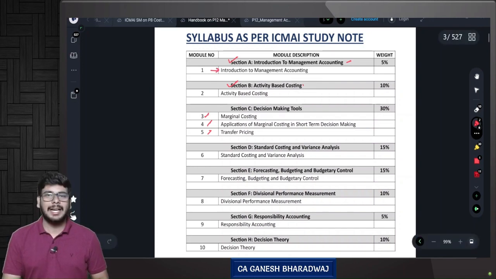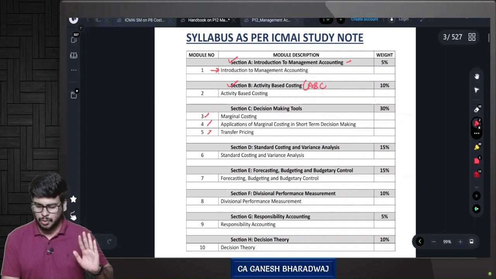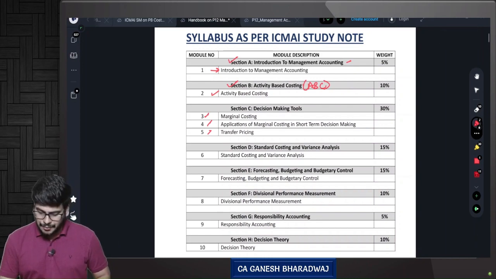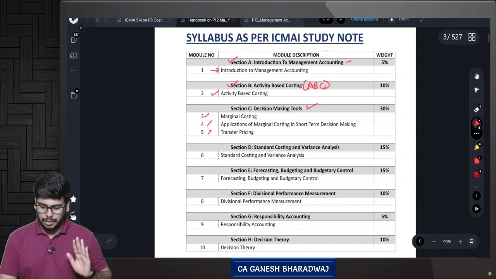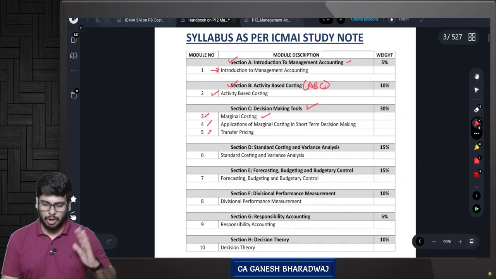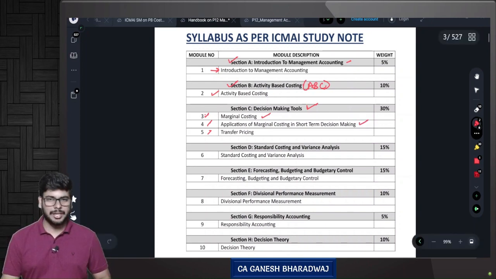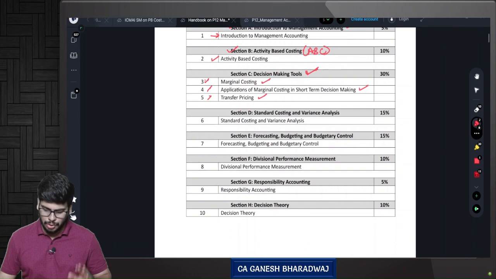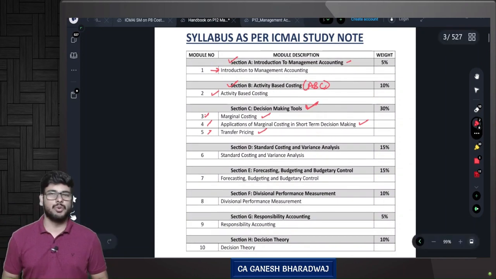Section B, ABC, Activity Based Costing. What it is and all we will see later, don't worry about that. Inside that section B, there is one module. Then there is section C, Decision Making Tools. This is the only section where there are multiple modules, multiple chapters. Under this section C, you have marginal costing, applications of marginal costing in short-term decision making, and transfer pricing. Like that, you have 3 modules under this particular section. Similarly, for all other sections, inside a section there is generally only one module. Only in this section C do you have 3 modules.